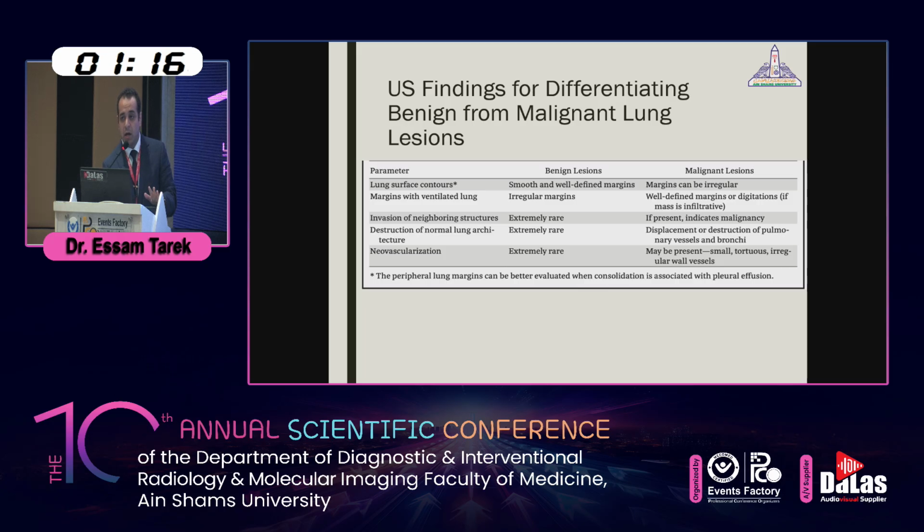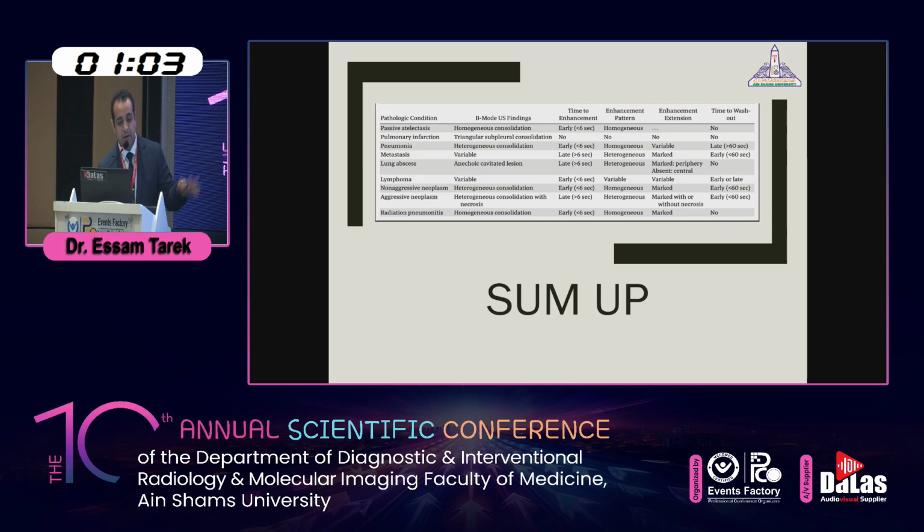This is how we can differentiate between benign and malignant very fast. As with any contrast-enhanced modality, the benign will have a regular smooth wall, no enhancement, no structural invasion, and for sure no metastasis. To sum up again, how can we differentiate between atelectasis and pulmonary infarction? It all depends on the enhancement pattern and the four main parameters that we used before.